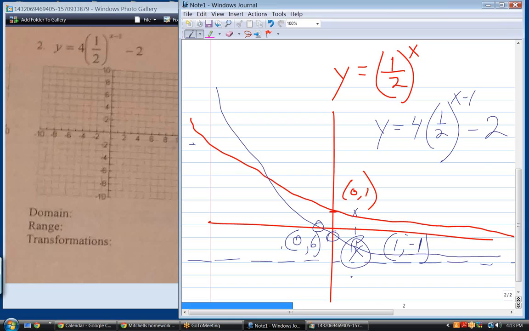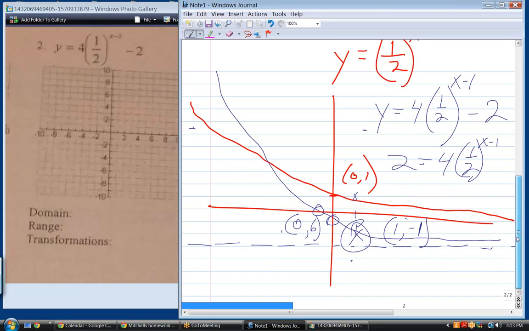y equals 0. Correct. So I'm going to solve this equation. I'm going to set y equals 0. The first step is going to be to move that 2 over. So I'm going to have 2 equals 4 times (1/2)^(x-1), and I need to solve that for x. So what's the first step in solving that? Actually, divide by 4. Yeah, it's actually not algebra. It's an exponential equation. It's not an algebraic one.